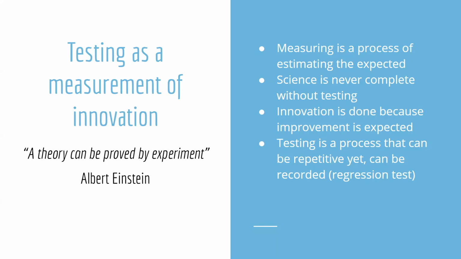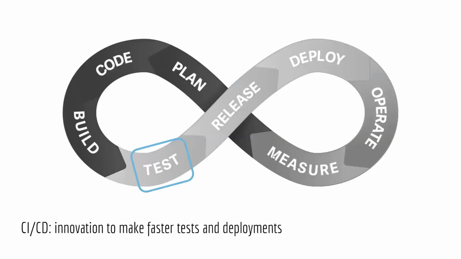And then testing is a process and can be repetitive. But then we can also record it. So example of this is regression tests. So let's take a look at a CI/CD cycle. So as we can see, test is always done before release. So this is to ensure that the functionality done, the improvement in the system is what we actually need. So that's what we actually need to deploy.